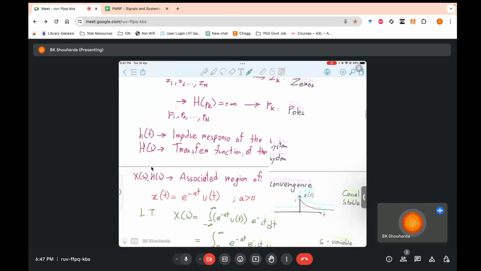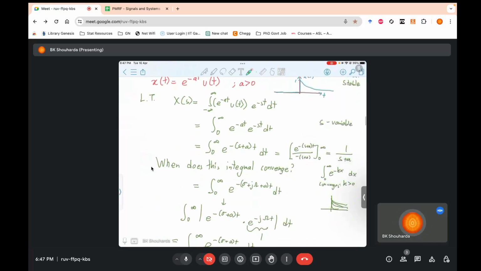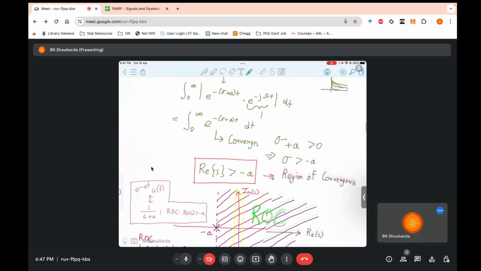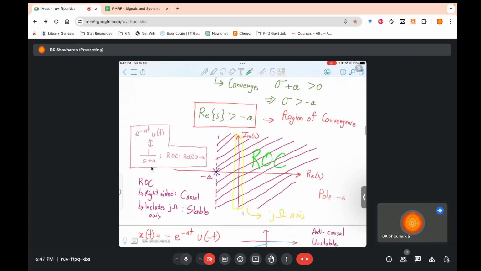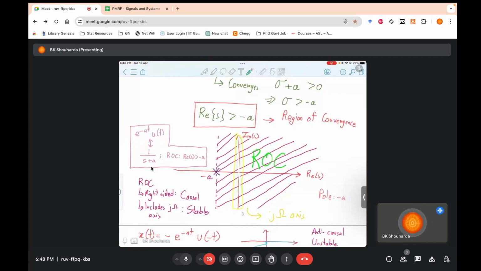So for any signal or system, if you have a Laplace transform, along with that you have something called the region of convergence. It is the values of s for which the signal or the system converges or remains stable, like e to the power minus at u of t. This one has an ROC that is right sided, and right sided actually means causal, and since the j omega axis is included, that means the system or signal is stable, okay.